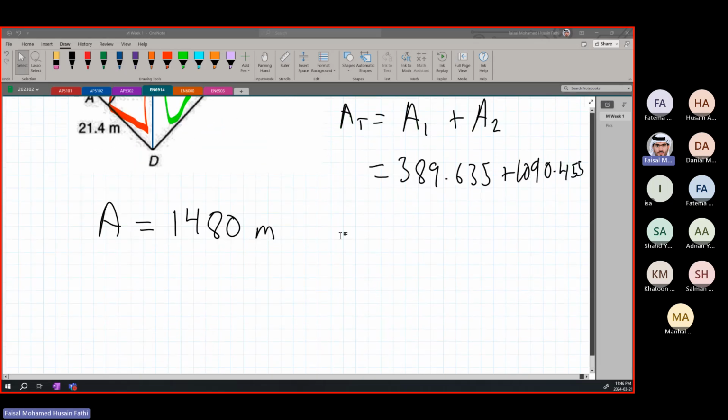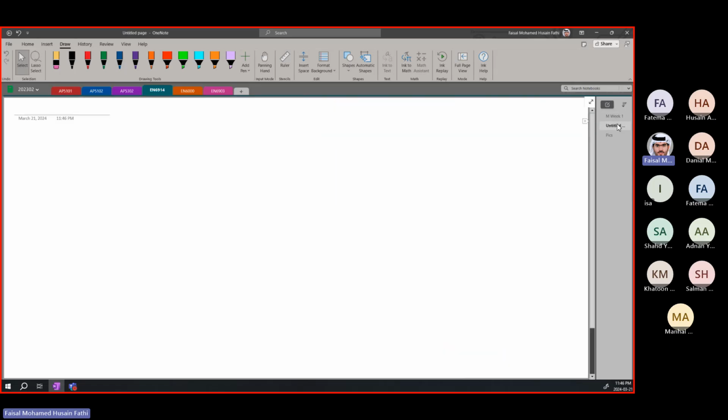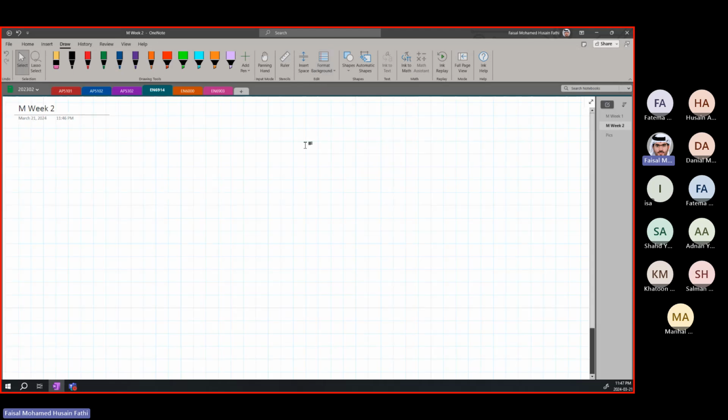And yeah, that's pretty much it. As you can see, it's all Math 1. It's not really any new concepts. But now, inshallah, I will start in Math 2 content. Let's start first with polynomials.